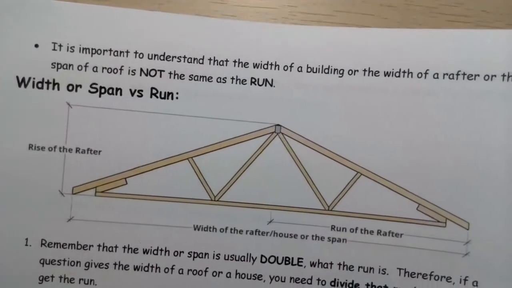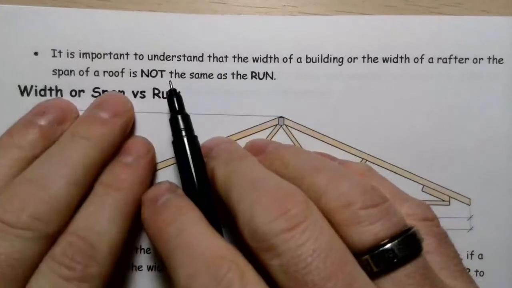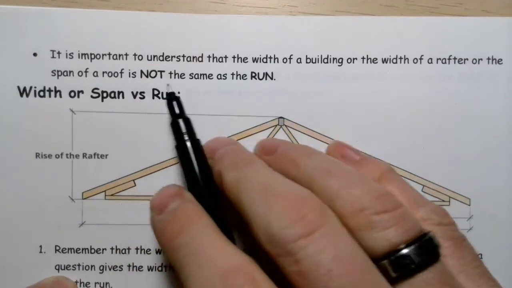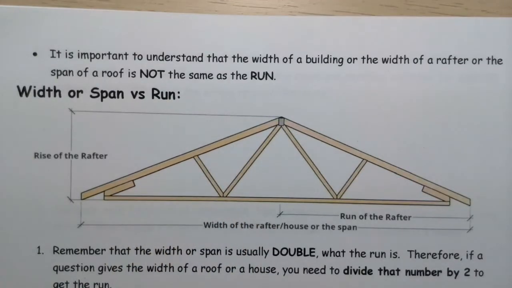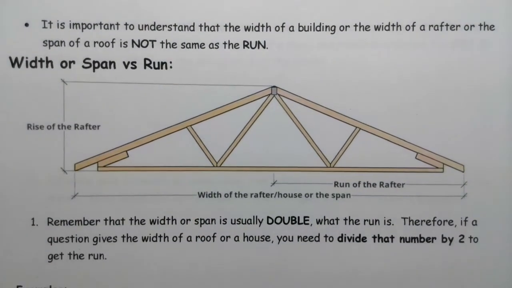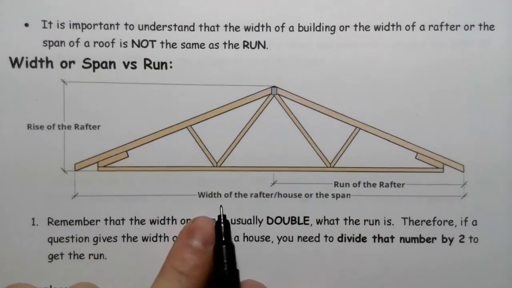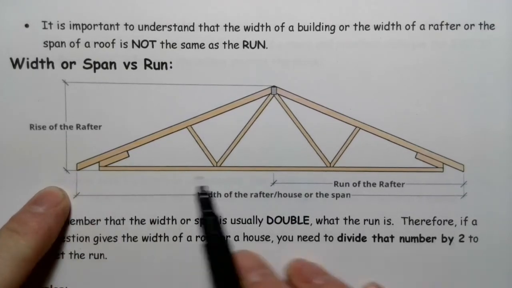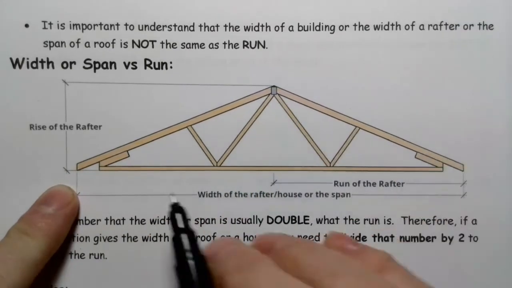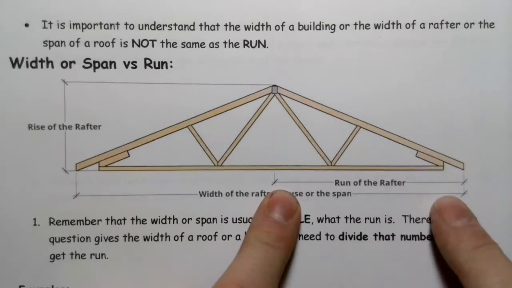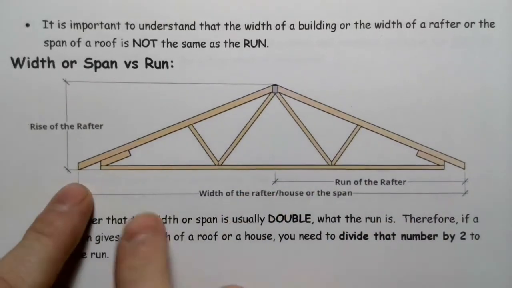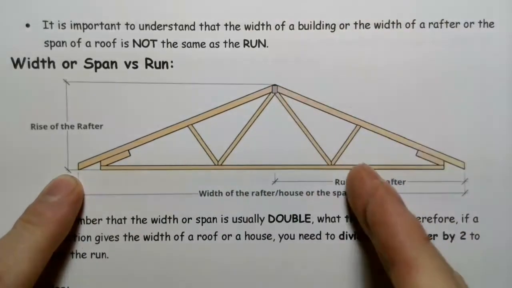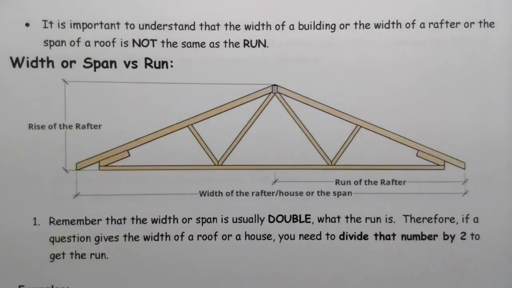The other thing I need you to think about here is it's important to understand that the width of the building or the width of the rafter, the span of the roof, is not the same as the run. So what we want to show you here is just width or span versus run. So this is the width of the house. But that's not the run of the rafter. It doesn't go from here to here. That would suggest that the graph goes up all the way. It doesn't. It's only going to be about half of it. The run of the rafter is basically just half of that distance. It's from the edge just to the center, or to where that peak is. Because quite honestly, it could differ on both sides depending on the shape of that roof.